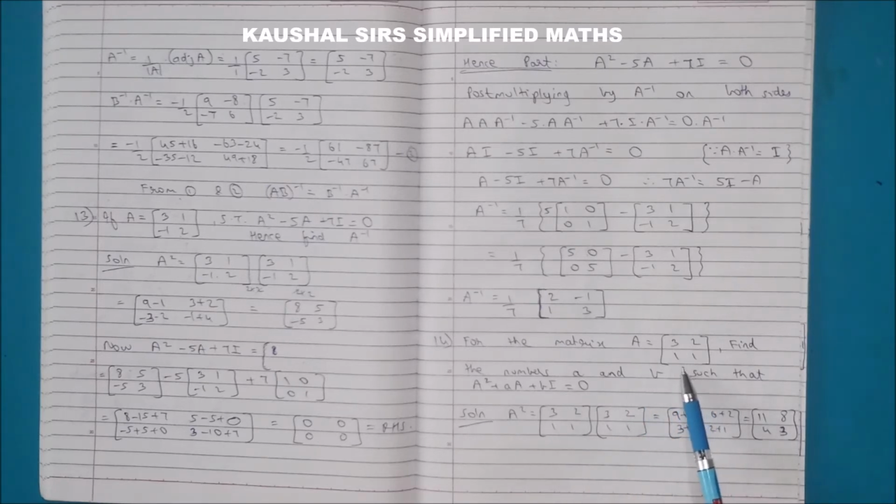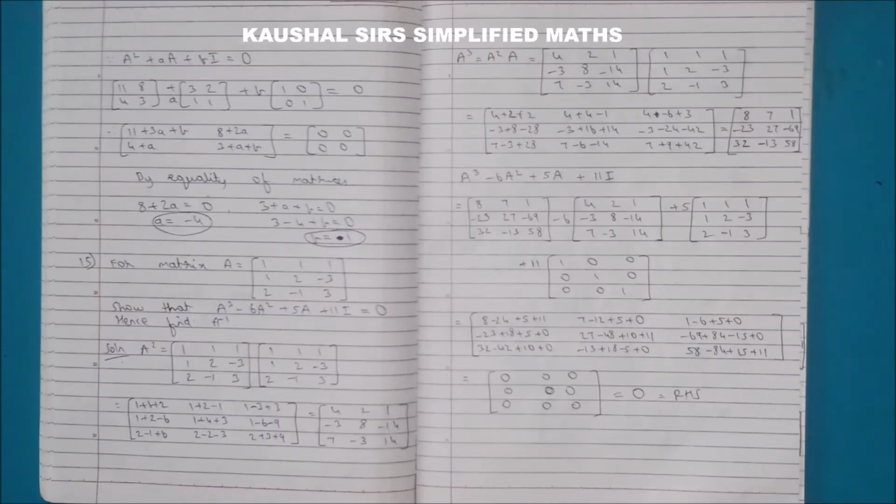Again matrix A is given to us. You want to find the numbers a and b such that this condition is given: A square plus a into capital A plus b into I is equal to 0. So again there is a need to find A square. So first find A square, A into A. Okay, so we get a 2 by 2 resultant matrix. So this is your A square.